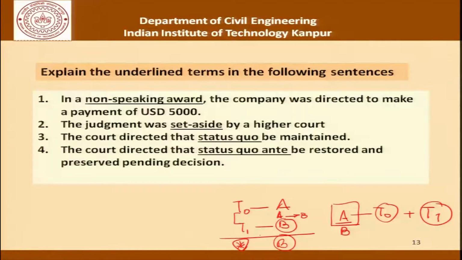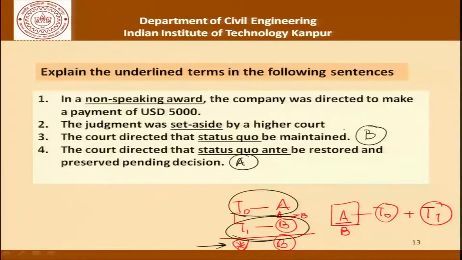As against this, if the court directed that status quo ante be restored and preserved pending decision, then this is the status quo position, but before this change happened, A was the occupant of the house. Status quo ante refers to the situation as it existed before the present situation arose, and therefore, in that case, A continues to be the occupant. In the previous case, B continues to occupy the house. In this case, A has to be given the occupation and B has to go out, but that does not mean that A or B become the owner of the house, and that is what is called sub judice.